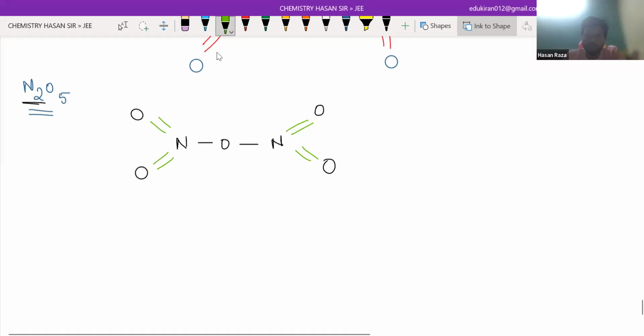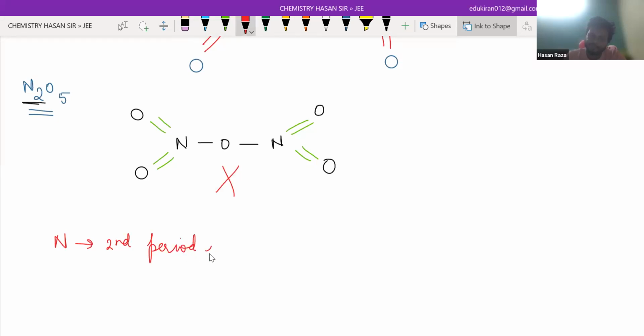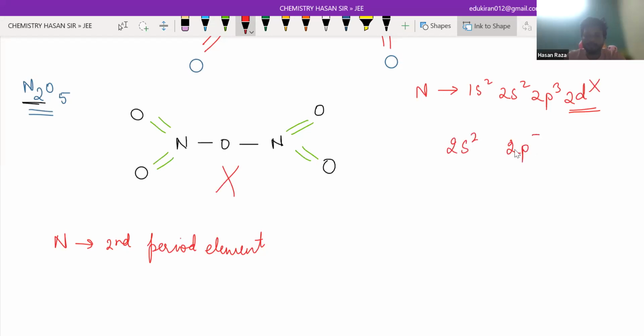So what I want to say is that this is wrong. Why is it wrong? There is a reason behind it. This nitrogen is a second period element, and it cannot make 5 bonds. I already explained in the previous class that when you do the configuration, it will be 1s2, 2s2, 2p3. 2d does not exist, so we are not going to discuss the d because it will not exist for the second shell. Now you can see 2s2, 2p3.